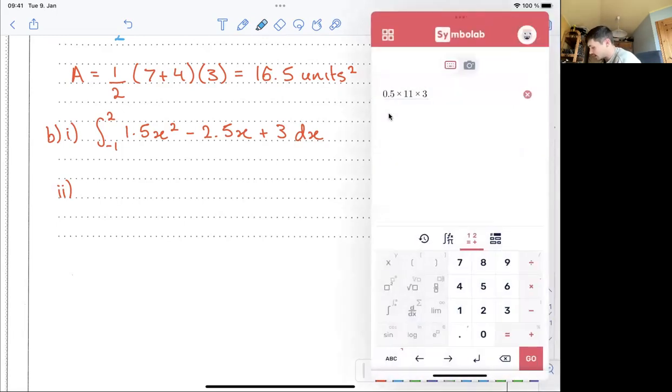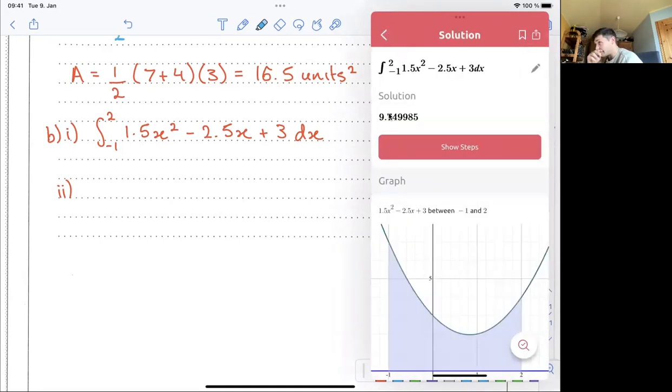So here I have this app where I can pull up a definite integral, from x equals -1 to x equals 2, and then our function is 1.5x squared minus 2.5x plus 3. Just double check that you put everything in correctly, and then you push go. And there we have an answer: 9.749985, which we would round to 3 significant figures, which would be 9.75.